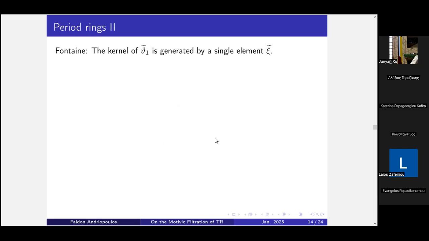One of the very famous constructions of Jean-Marc Fontaine, which serves as a foundation of p-adic Hodge theory, is that the kernel of the map theta tilde 1 is generated by a single element, which we denote by xi tilde. I'm not going to give a concrete construction of how one proves that the kernel is generated by a single element, but I would like to think of it as a generalization of the previous situation where we had F_p instead of O_C.